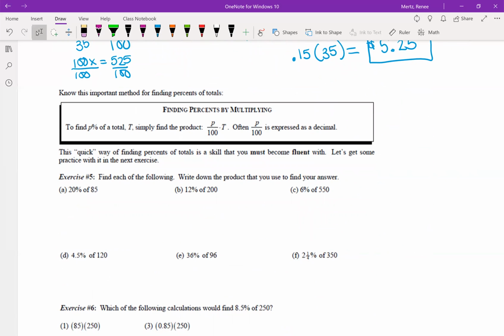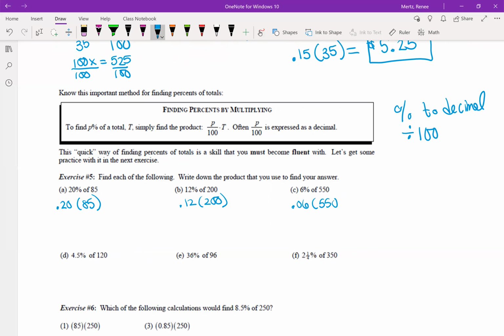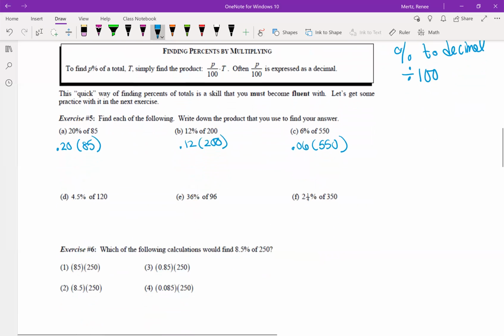So now we want to just work on changing our percents to decimals. So to change a percent to a decimal, you have to divide by 100. That's basically what it's saying in the box. So 20% as a decimal, we would do 0.020 times 85. 12% as a decimal, we would do 0.12 times 200. 6% as a decimal, we would do 0.06 times 550. So you're going to multiply those and solve, and then do the second row also.